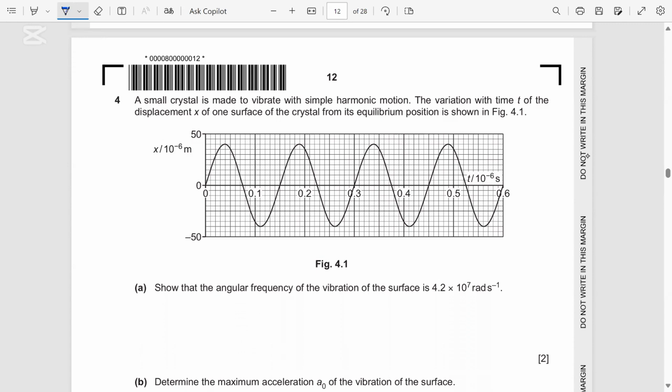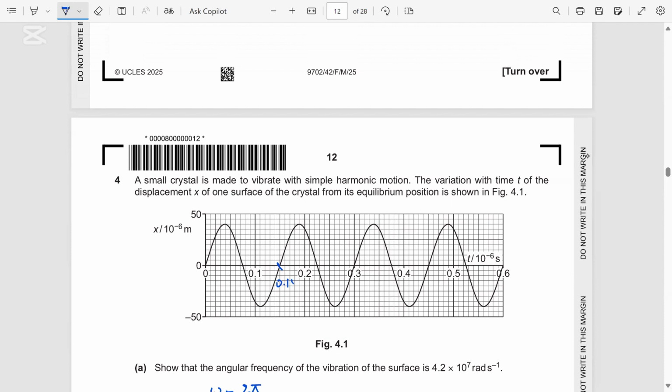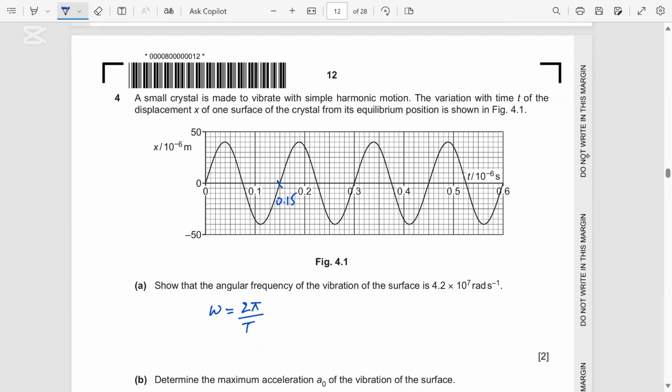So what you'll do is, you know that omega is 2 pi over capital T, which is the period. You can see here clearly the period is 0.15 into 10 raised to the power minus 6, right? This is one complete cycle. So omega is going to be 2 pi over T, which is 0.15 times 10 raised to the power minus 6. And you'll get your answer here, which is 4.2 into 10 raised to the power 7 radians per second.